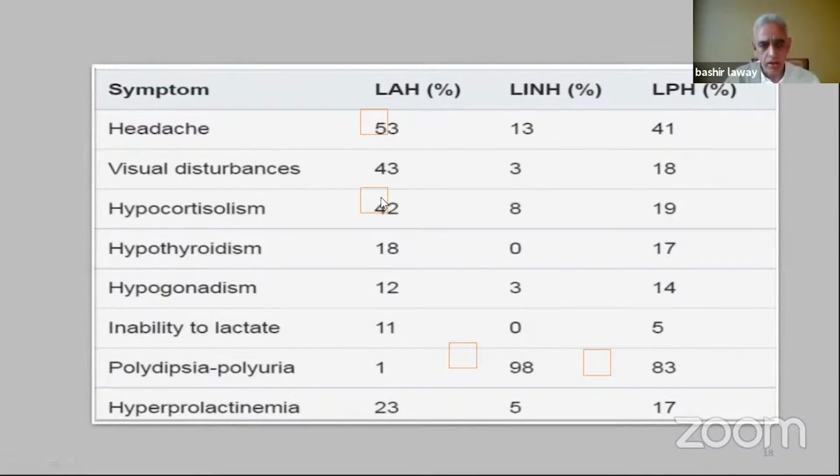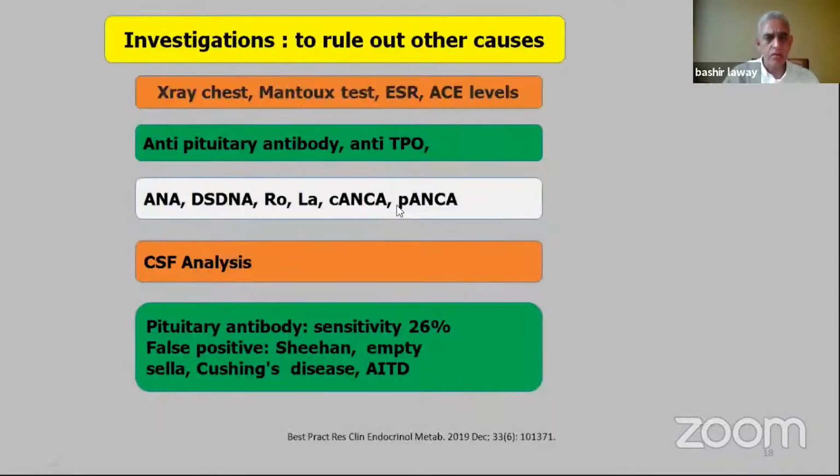Headache and hypocortisolism are more common in anterior hypophysitis, whereas polydipsia and polyuria, because of the infundibulum and stalk involvement, are more common in infundibular neurohypophysitis and posterior hypophysitis. Other features like hypothyroidism, hypogonadism, and sometimes lactation failure can happen in between. These are seen in almost all 3 types of lymphocytic hypophysitis.